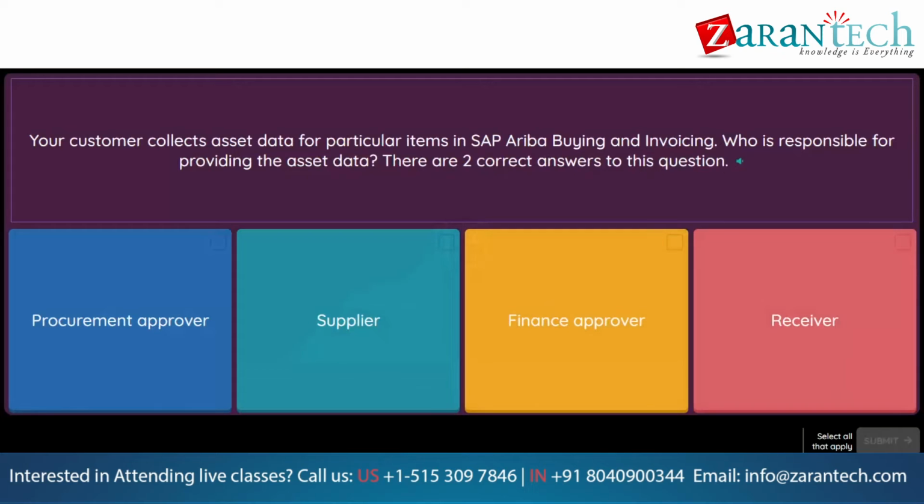Question: Your customer collects asset data for particular items in SAP Ariba Buying and Invoicing. Who is responsible for providing the asset data? There are 2 correct answers to this question. Option 1 Procurement approver. Option 2 Supplier. Option 3 Finance approver. Option 4 Receiver.